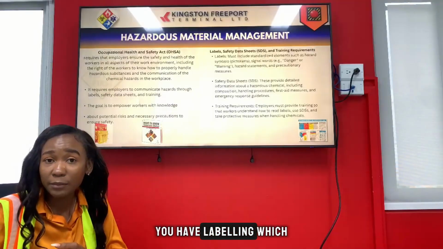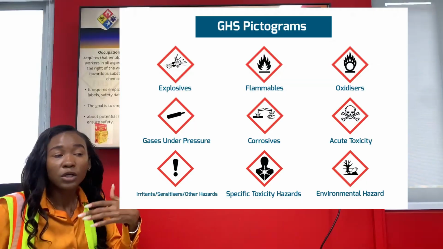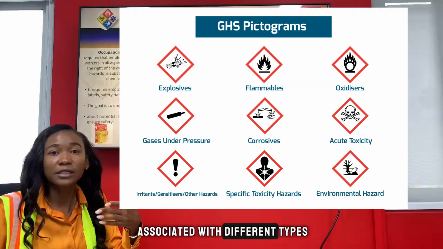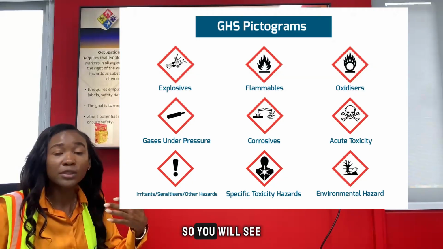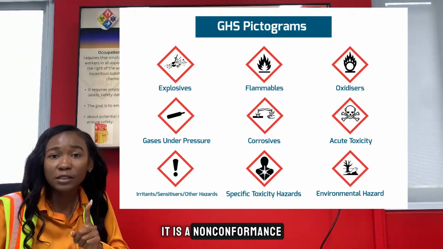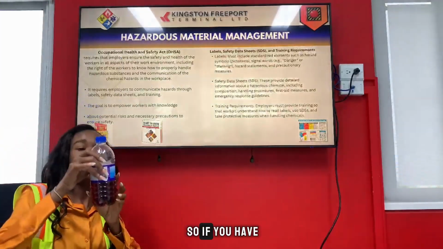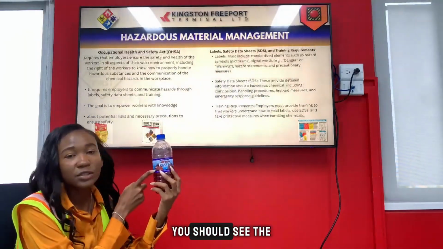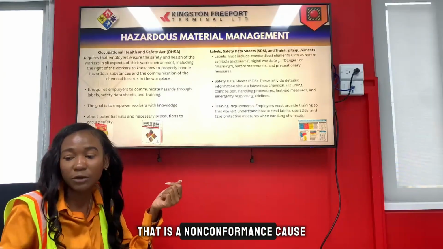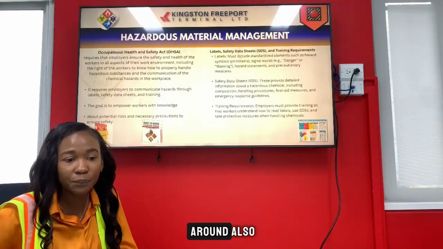You have labeling, which under the Globally Harmonized System has specific labels or pictograms associated with different types of hazard. You will see them on containers, and bear in mind, it is a non-conformance to have a container in your workspace that is not labeled. If you have a substance, you should see the label on it. If you just have the substance without the label, then it's a non-conformance, because you need to know what the different substances are that you're working around.